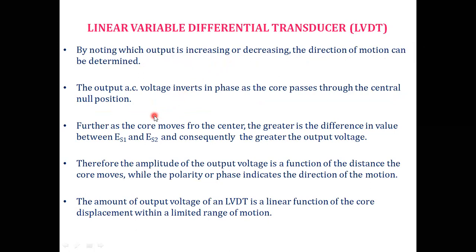The output AC voltage inverts in phase as the core passes through the central null position. The output AC voltage is in an inverted position as the core passes through the central null position, and the potentials in the secondary windings both become zero.